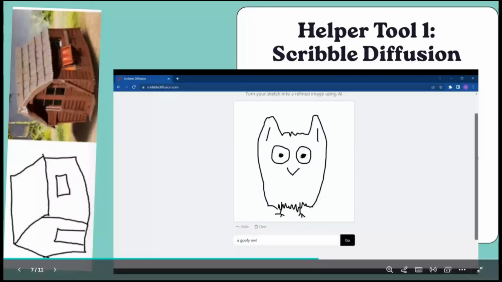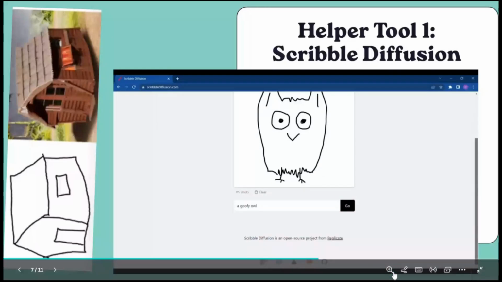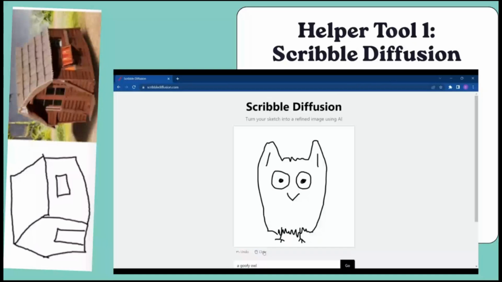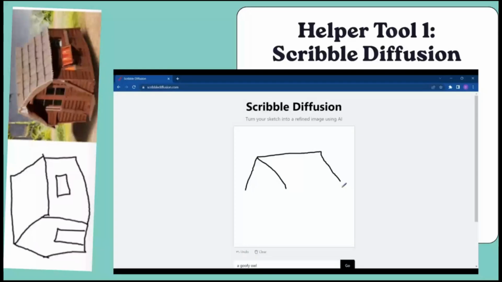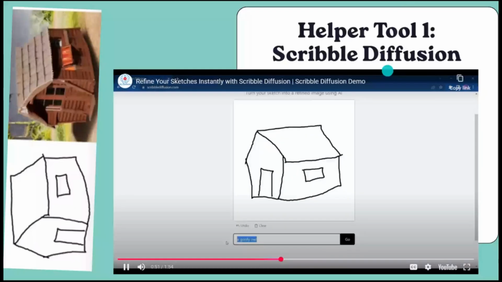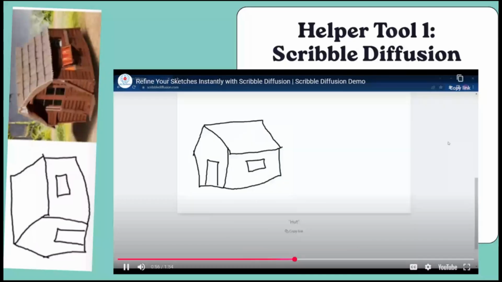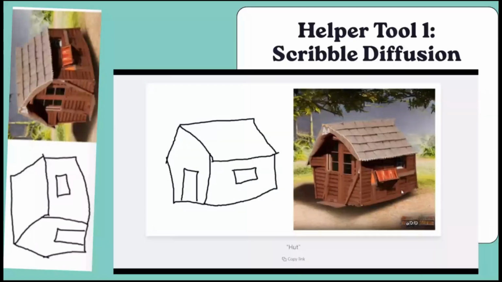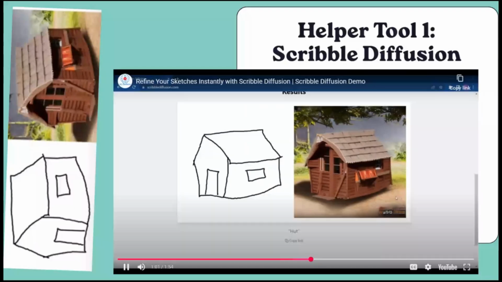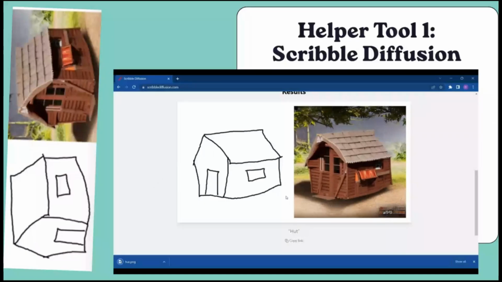So how does it work? Prepare to be amazed. Let's dive in. With Scribble Diffusion, you have the power to unlock the true potential of your sketches. Simply draw the outline of the image you have in mind and watch as the magic unfolds. But here's where it gets exciting. Scribble Diffusion analyzes your sketch, understands your vision, and uses the power of AI to generate a refined image that captures the essence of your creation. It's like having an artist's assistant right at your fingertips. Simply right-click on the image and save it to your device, and let your artistic ideas flow.